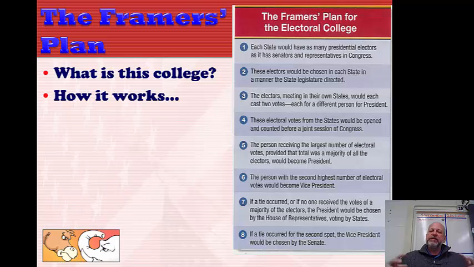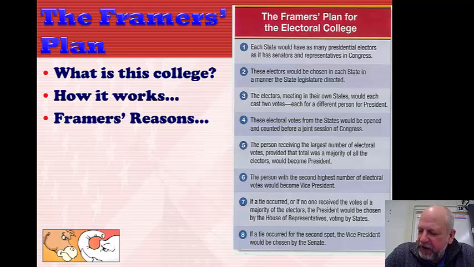And the idea is that the states determine which electors from each party will go and cast the official votes for that state. So this is an indirect democracy. The people elect the Electoral College, who then in turn select the president. The reasons that the framers used for this were kind of varied.